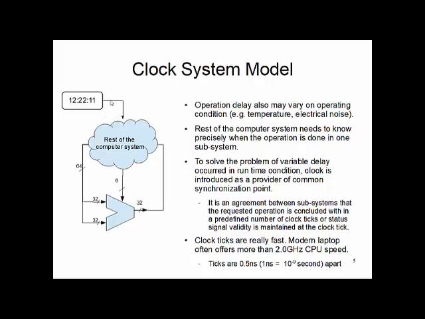Okay, so it is an agreement between subsystems that the operation is concluded within a predefined number of clock ticks. It is an agreement between these two systems, the computing system and the ALU in this example, that I'm giving you input at this time point and I expect you to compute by this future time point. You can be faster or slower, but give us a guarantee that you will give us the result at T2 if I give you input at T1.